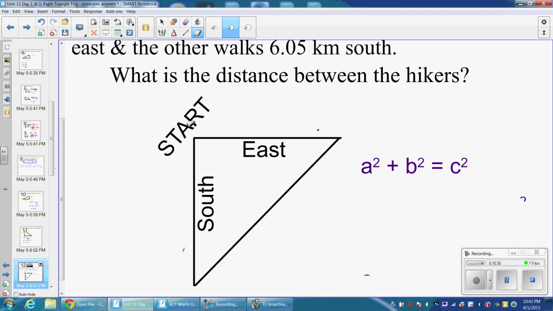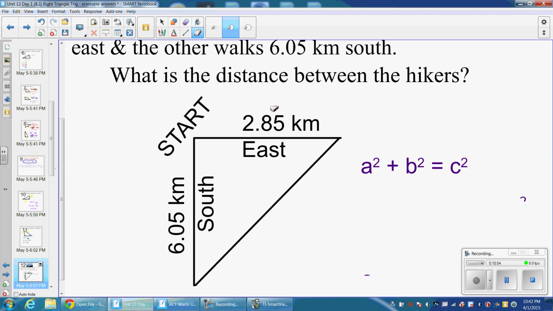So I put them starting at this point right here. One walks 2.85 east. The other walks 6.05 kilometers south. They want to know the distance between them. So they want to know this distance right here. Okay, so we have a right triangle, so we're going to use the Pythagorean theorem.